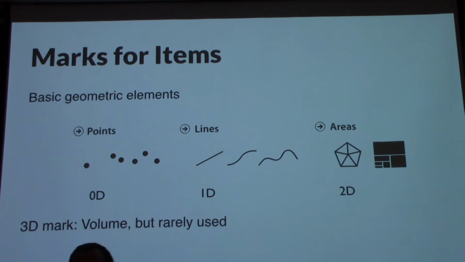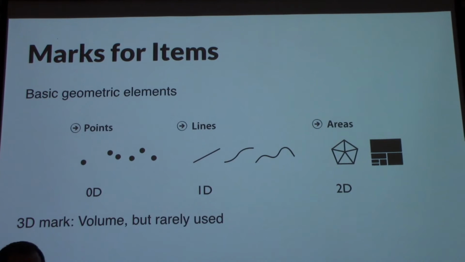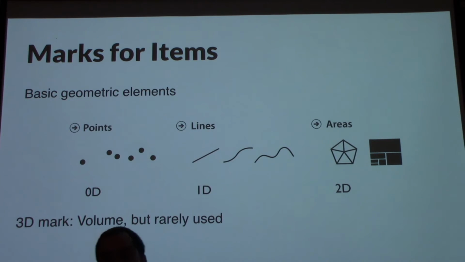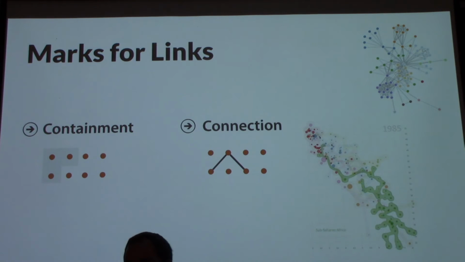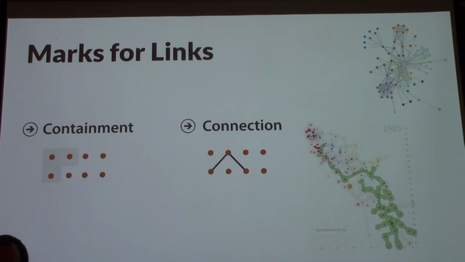So which marks could we have? We could have points, lines, or areas. And in 3D we could have a volume, but that's rarely used. We have a special type of marks for links, which are containment and connections. These are the basic ways we can represent data items. And if we have links, which is also an attribute type, then we could simply also use containment and connection here.